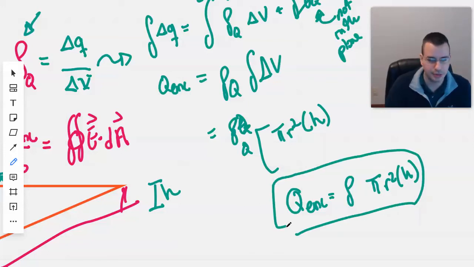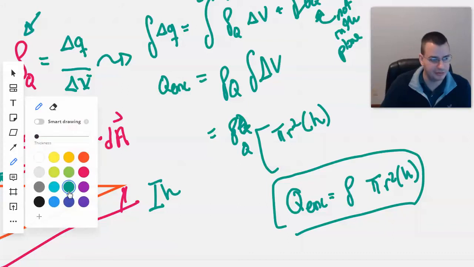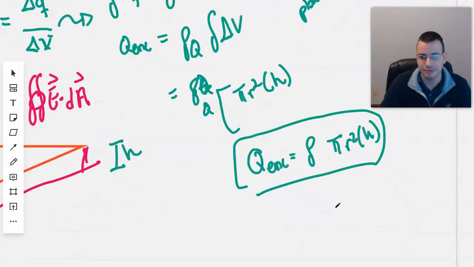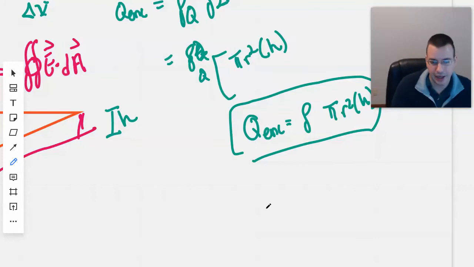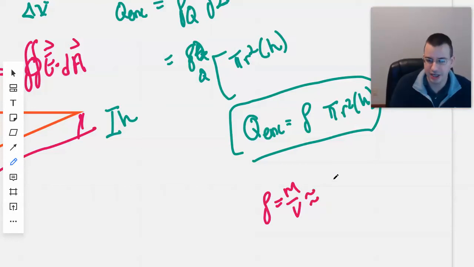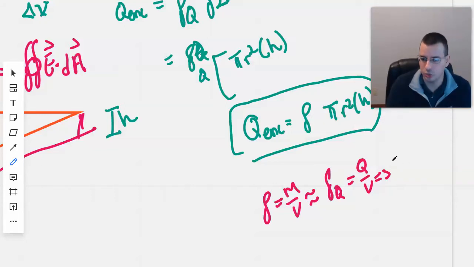Now, some of you who are a little bit more clever in life, which is probably many of you, would probably think that, well, you're always taught that density equals mass over volume. So we could say that when we have this charge, it's probably just charge over volume. And so charge equals rho times volume.